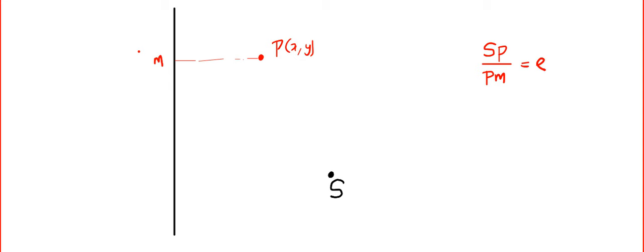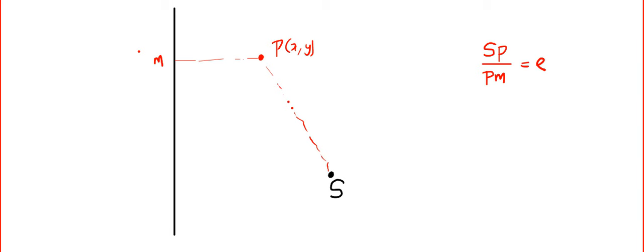Okay, once more let me explain. Consider a fixed line. Consider a fixed point. Now you take a moving point in such a way that the distance between S and P divided by the distance between P and M, where M is the foot of the perpendicular from P on the line, will be a constant. And the constant can be any number bigger than 0.